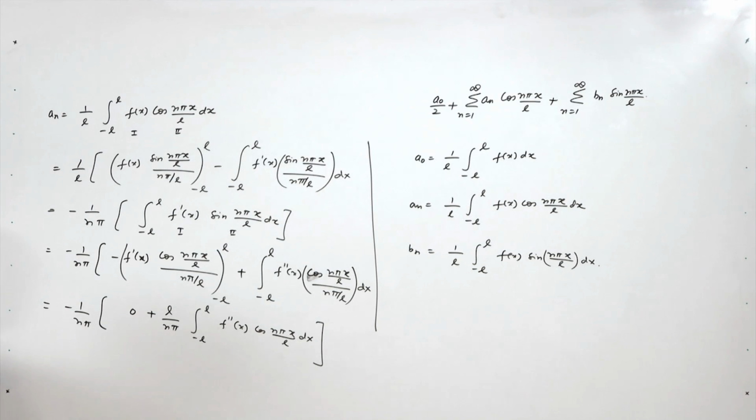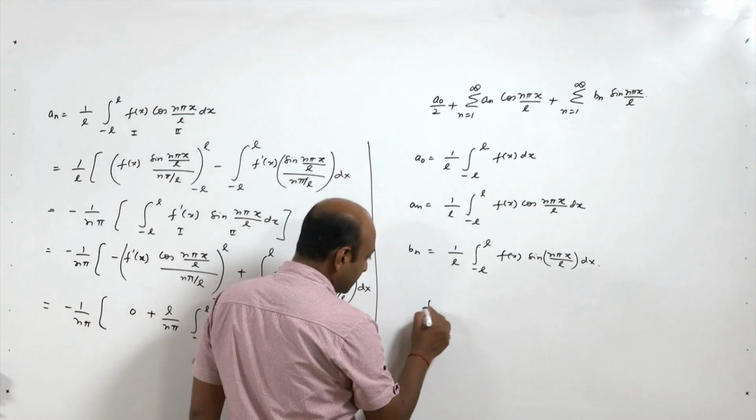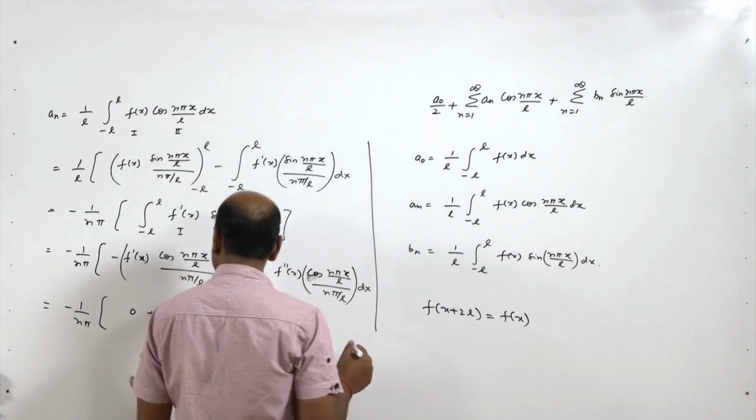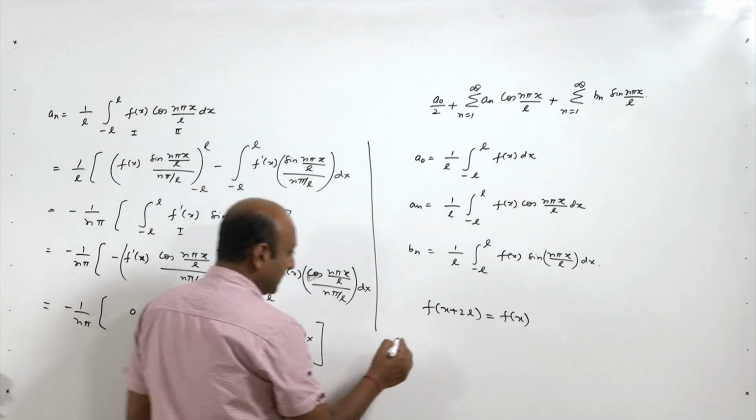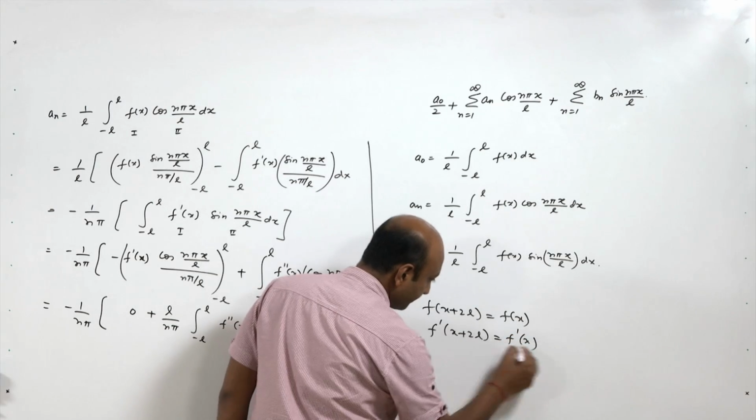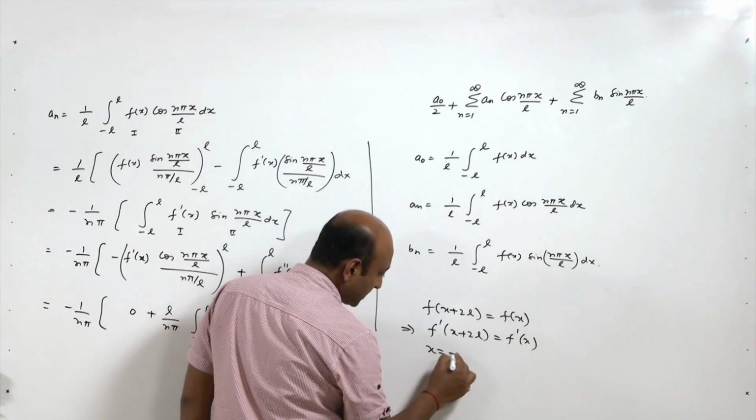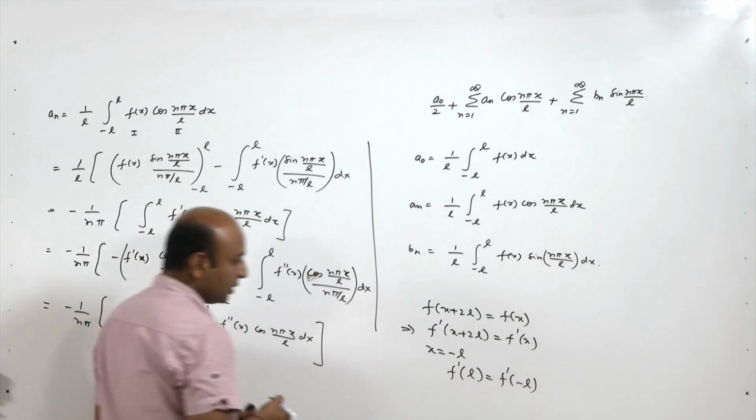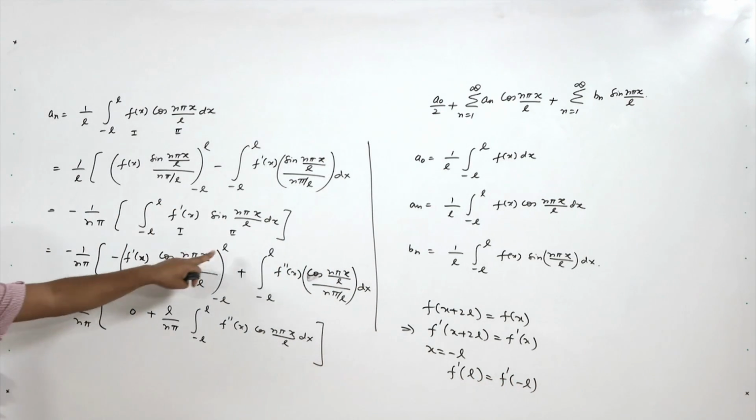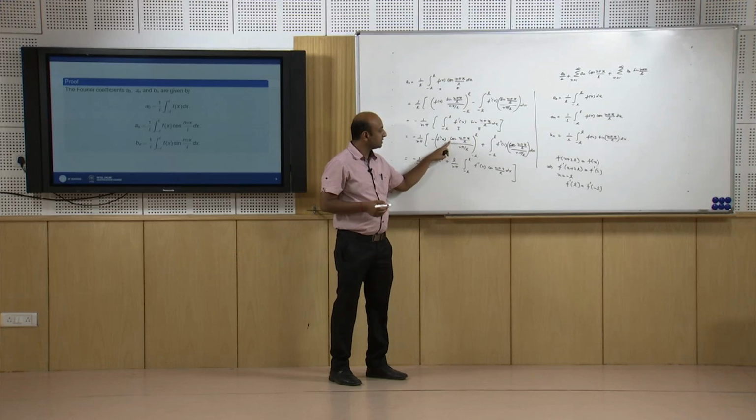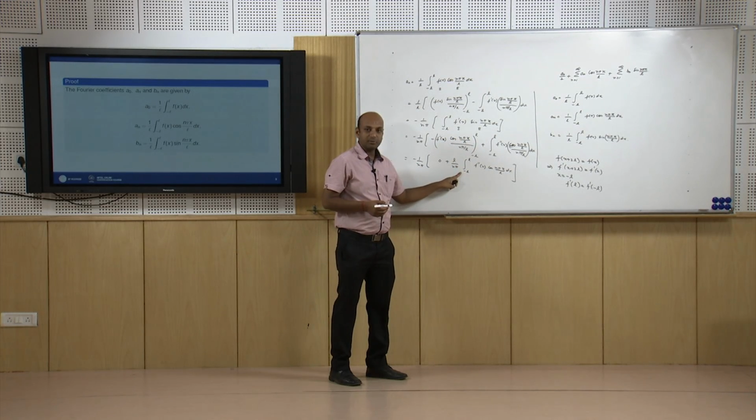This first term is 0 because the function is periodic, that is f of x plus 2L is the same as f of x, and the derivative is continuous. So f dash of x plus 2L is also equal to f dash x for all x, and when you substitute x as minus L, f dash L will be the same as f dash minus L. So these two terms are the same, at the upper and lower limits the value is the same, this term is 0, and we are left with this expression.